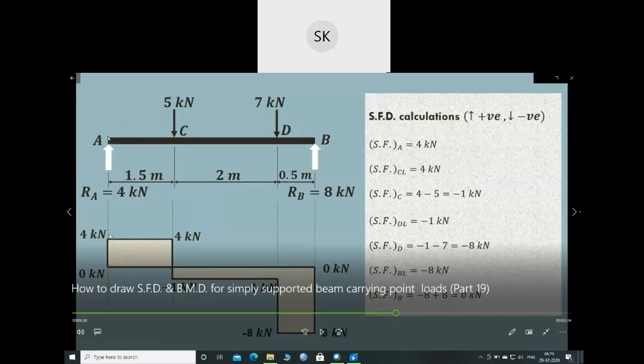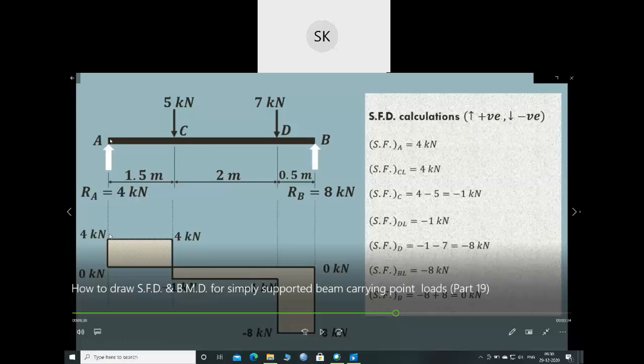At A, only one force is acting, which is upward, and that is Ra. So this will be the shear force for this point. Mark it as shear force at A. Shear force will always be a load, so the unit will always be kilonewton or newton. So at A, the shear force will be 4 kilonewton.